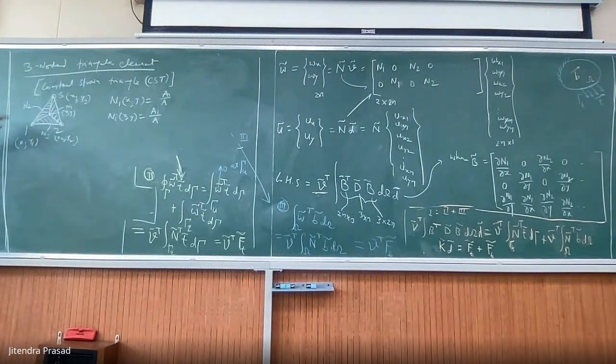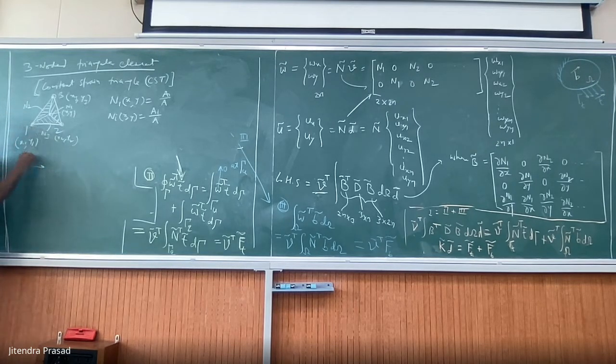However, of course the size will be different. The size of the stiffness matrix will be different. Earlier it used to be 3 by 3. Now it will be 6 by 6, with 2 degrees of freedom per node.